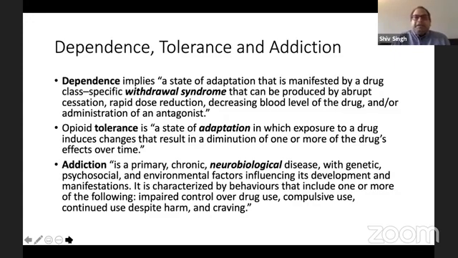And you will see behaviors that include one of the following. They can be impaired control over drug use, right? And there's compulsive use, or even continued use despite knowing that it can cause harm. And there is obviously craving there in addiction. So this is more of a neurobiological disease. So these are all seen in drug use disorders or substance use disorders, SUDs, and even simple things like alcohol can lead to dependence, tolerance, addiction.